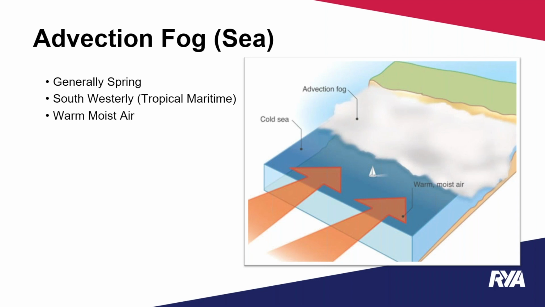as sea fog. Generally, it happens around about the end of the winter, start of the spring, because the sea temperature is at its coldest, really, and the warm, moist air that's coming across the Atlantic, so a southwesterly tropical maritime breeze, travelling over a cold sea, and therefore reaching its dew point, and hey presto, we have some fog.